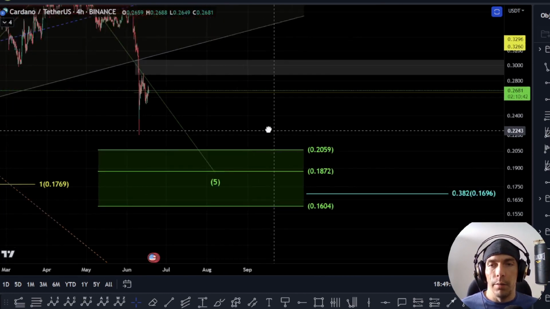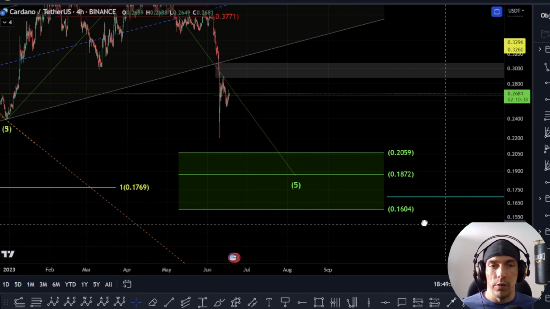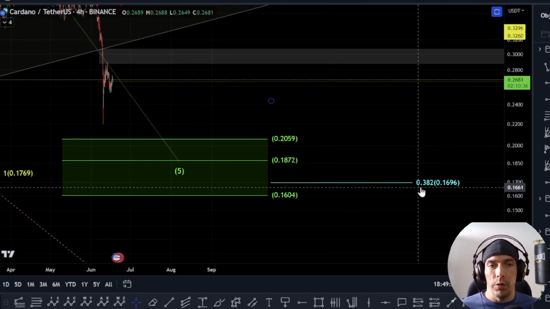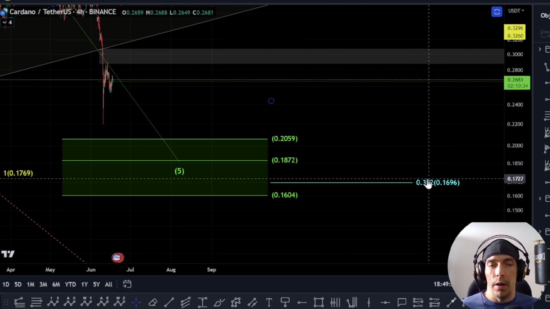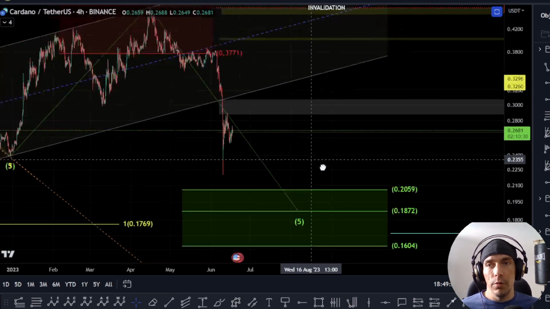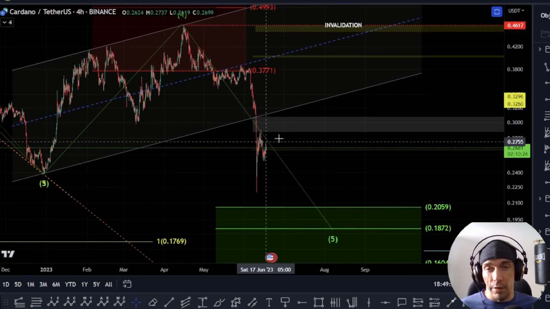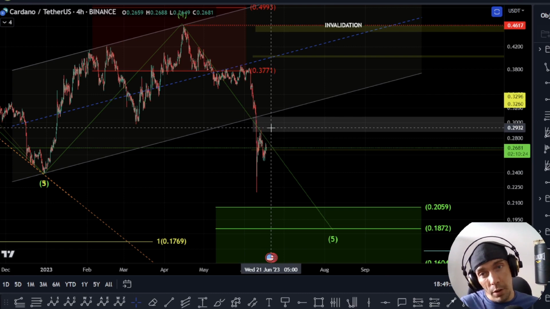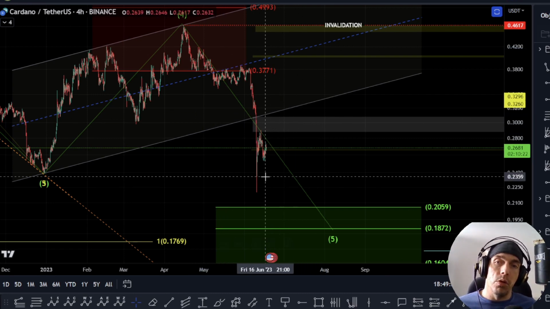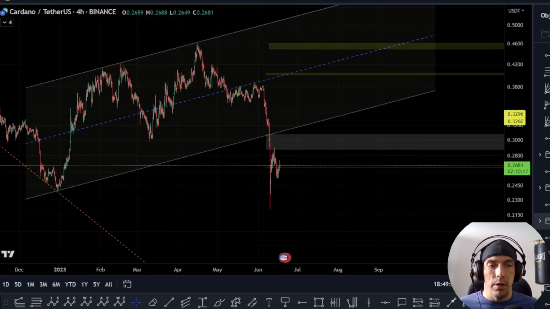Some additional target areas are this 121 of the wave 1, which would be here at the 1769, and then we also have this 0.382 of the wave 1 to 3, which would be here at the 1696. So I would be keeping an eye on these two levels, and really this is going to be my primary count here until we invalidate the idea of having a fourth wave here. And then we'd be looking for a possibility of a flat correction here instead. So these are the two ways that I'm currently having a look at this.